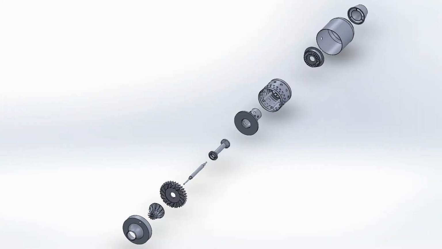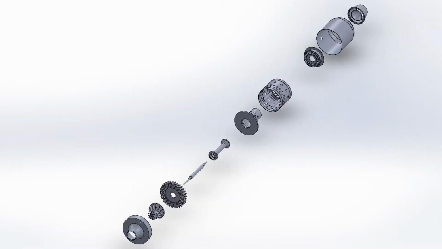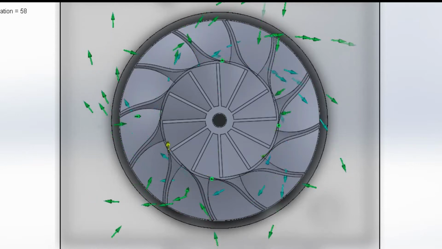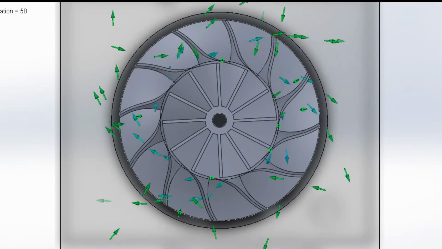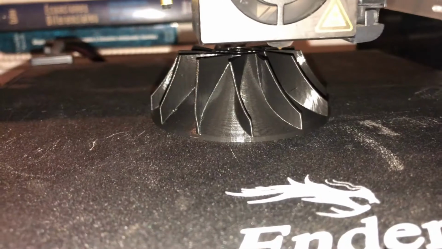I designed this turbine in SolidWorks. It has 12 pieces for educational and demonstration purposes. I did a simulation of airflow at ambient pressure and with the compressor rotating at 50 radians per second. Now we are going to proceed to print it in 3D.